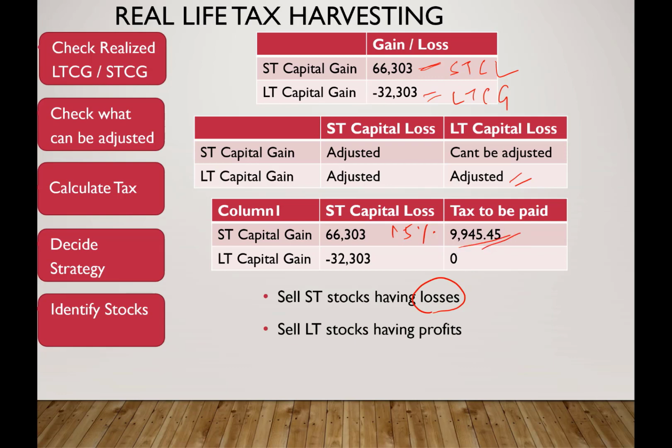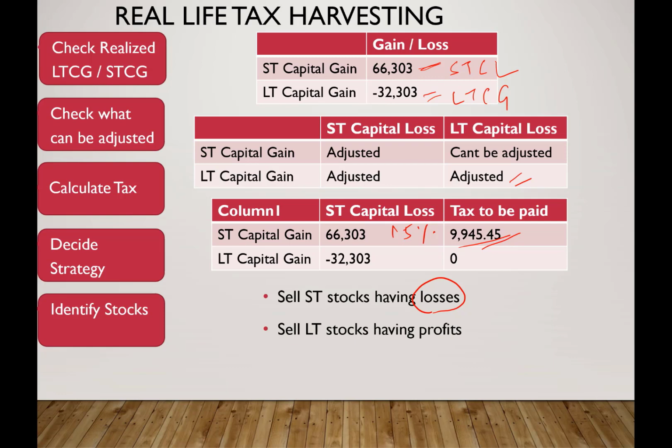Now what I can do is go to my portfolio. I'll look at stocks which are good in the long term but are currently giving me losses. I will sell them and I will buy them immediately so that they are still in my portfolio and in future they will give me good returns. So that's one strategy which I can use.